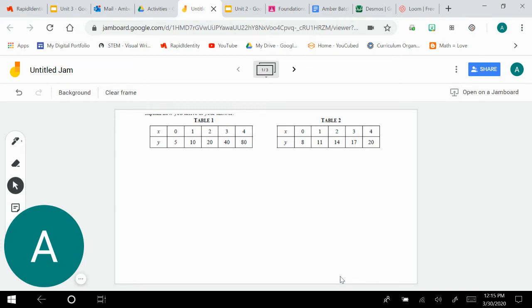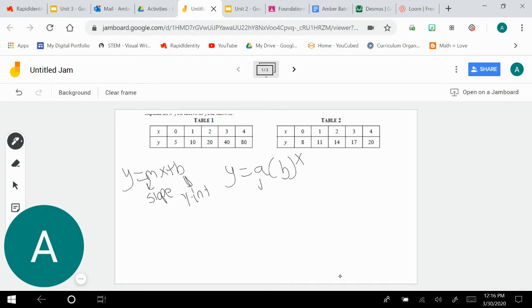to write their equations. So remember, linear is slope-intercept, y equals mx plus b, and exponential is a times b to the x. So m is our slope, b is the y-intercept. Right here, a is the y-intercept, and b is our ratio because we're multiplying.